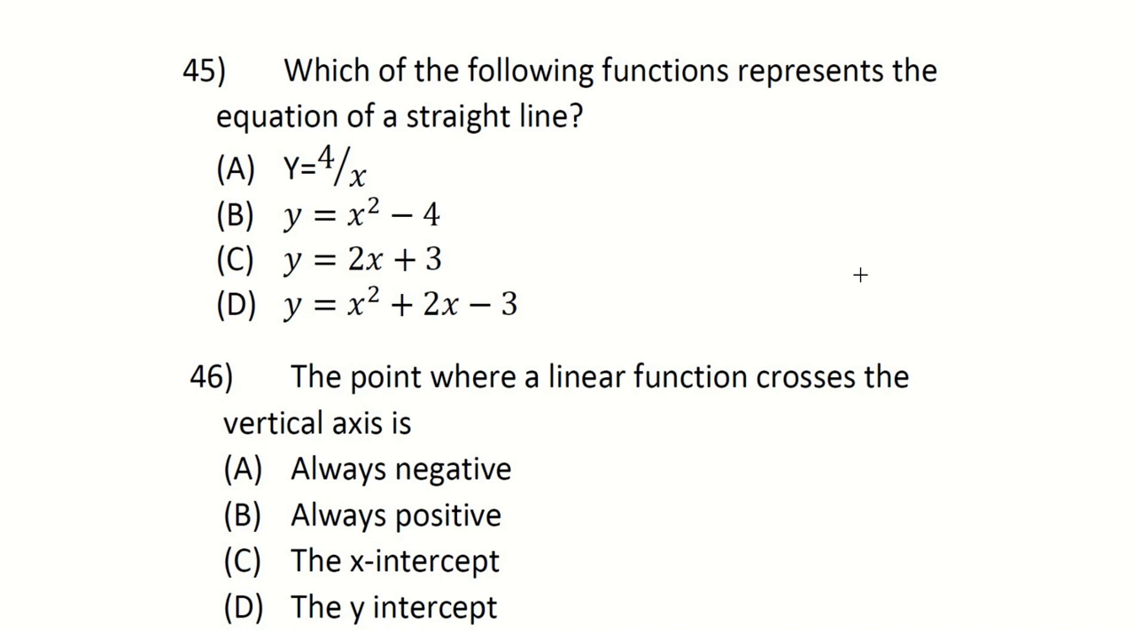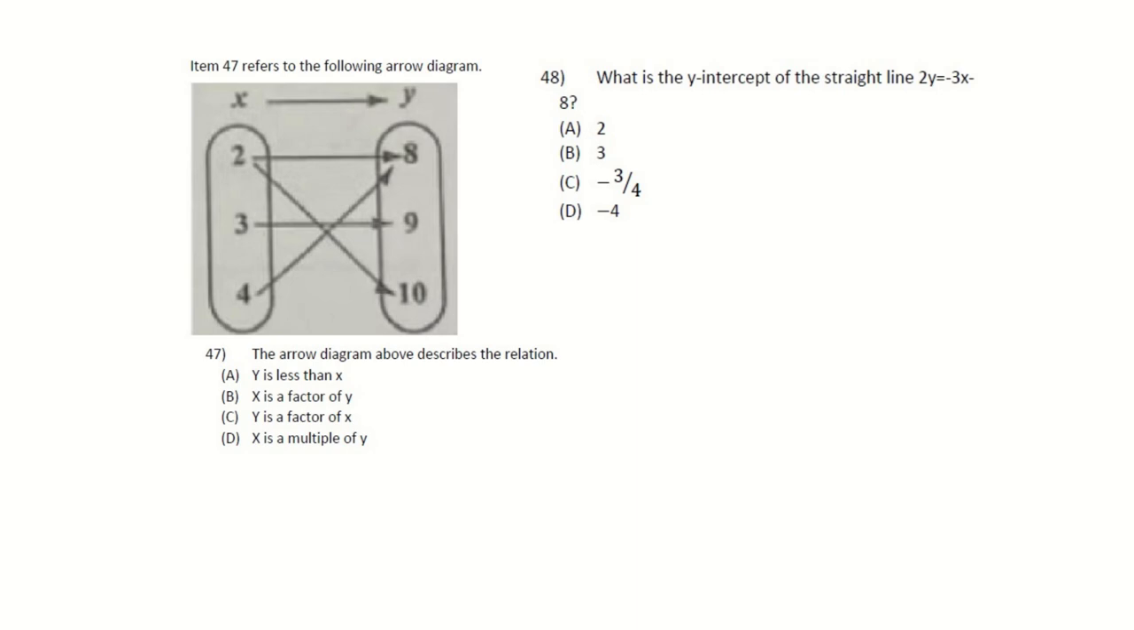Which of the following equations represents the equation of a straight line? We did this question. This is y is equal to 2x plus 3. The point at which a linear function crosses the vertical axis, your vertical axis is your y-axis, so this is why it is called the y-intercept. Item 47 refers to the following arrow diagram.